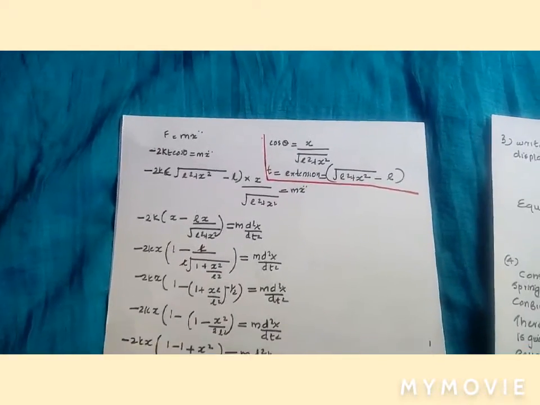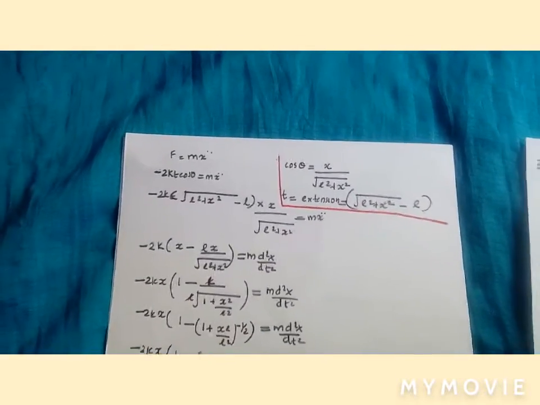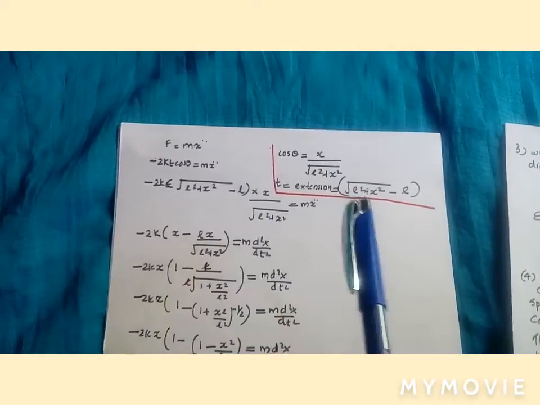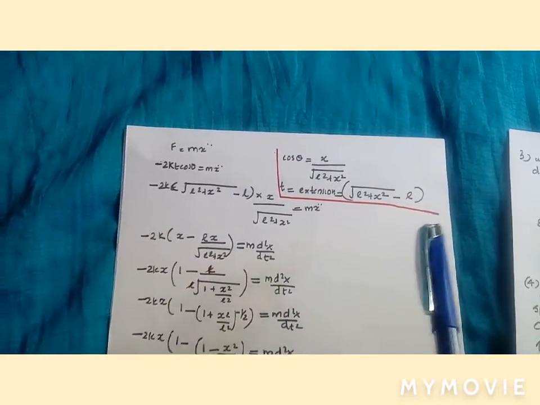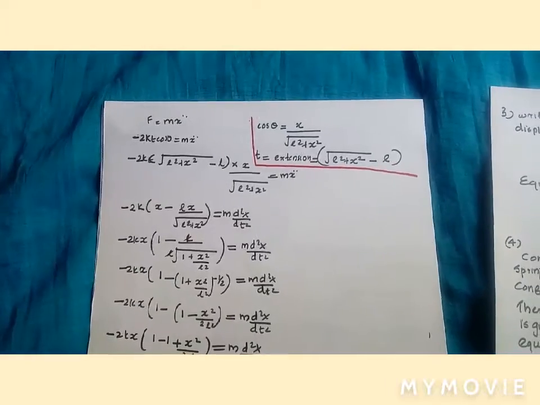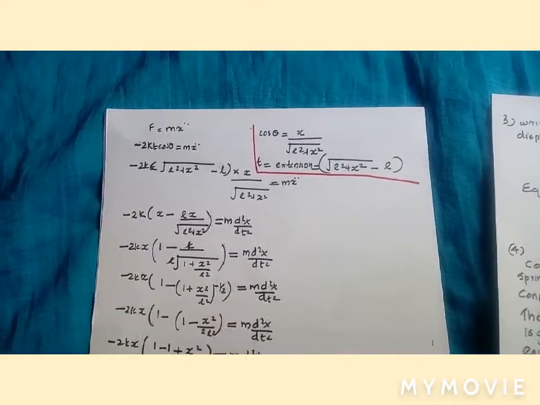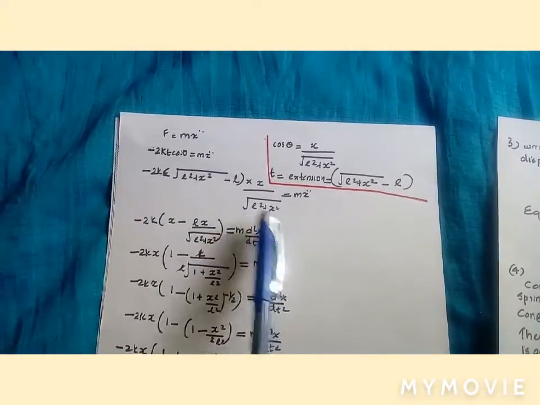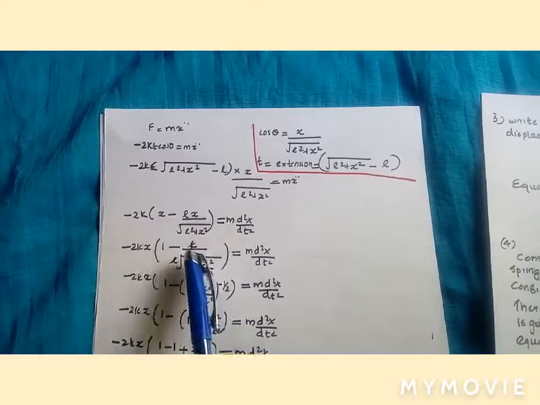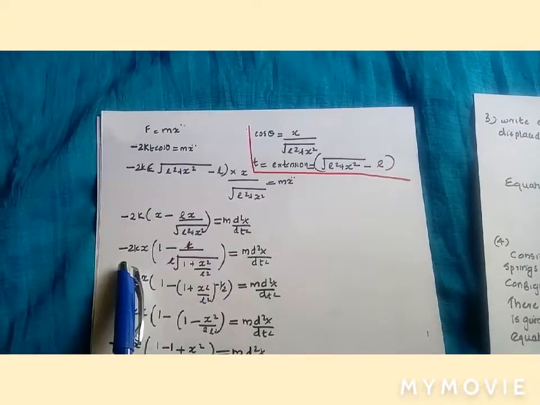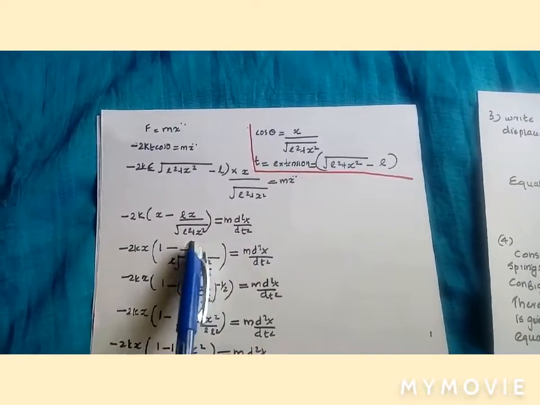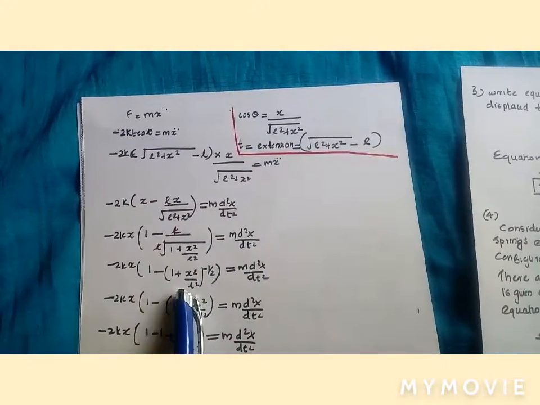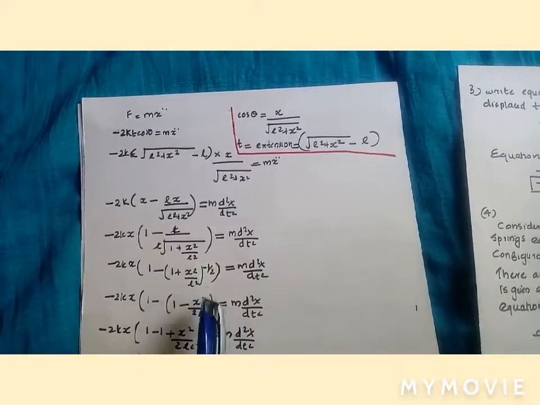We know that cos theta is equal to x divided by under root L square plus x square from the figure, and t is the extension, that is under root L square plus x square minus L. Substitute cos theta and t in the equation and multiply inside by x divided by under root L square plus x square. We can take x outside and take L from numerator and denominator and cancel. It can be written as 1 plus x square by L square, all to the power minus half.